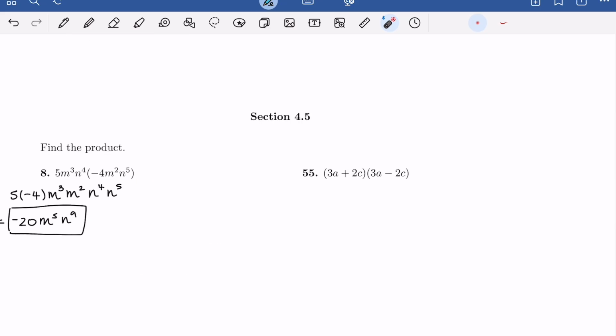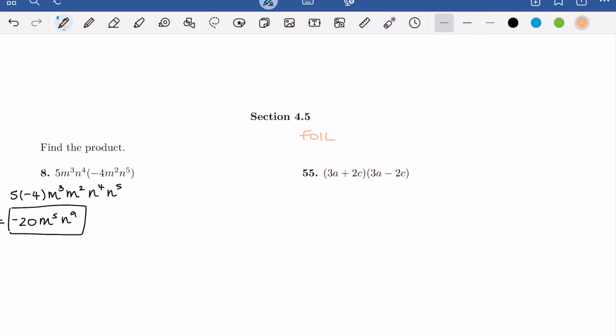Now for this next example, we're trying to find the product of these two binomials. There's two different ways to do this, and the longhand way is the FOIL method. The FOIL method is an acronym, and it tells us the order that we are going to multiply these terms. We're going to multiply the first terms in our binomials, then we're going to multiply the outer terms.